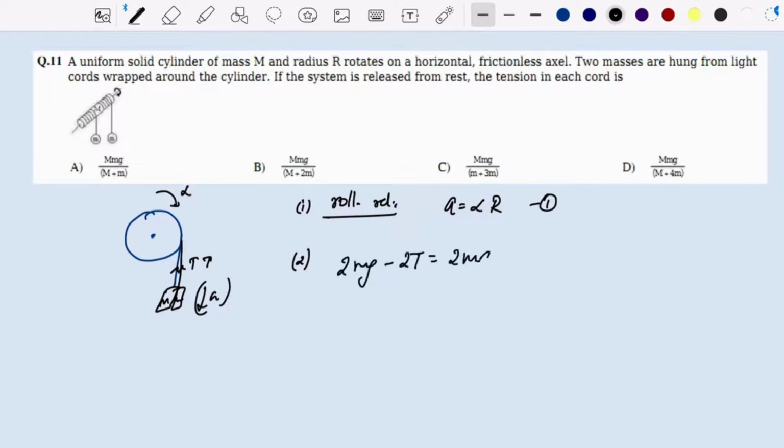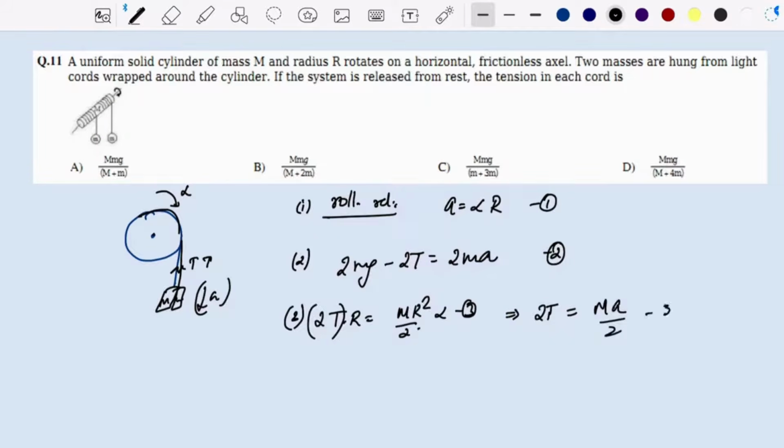And the third equation is the torque equation for this solid cylinder. Torque is equal to I alpha, which is T into R will be equal to mR square by 2 into alpha. So alpha I can write as a by R and I can simplify. From this I will end up getting 2T, sorry, because there is 2T acting, 2T is equal to M into a upon 2. So our tension is Ma upon 4.